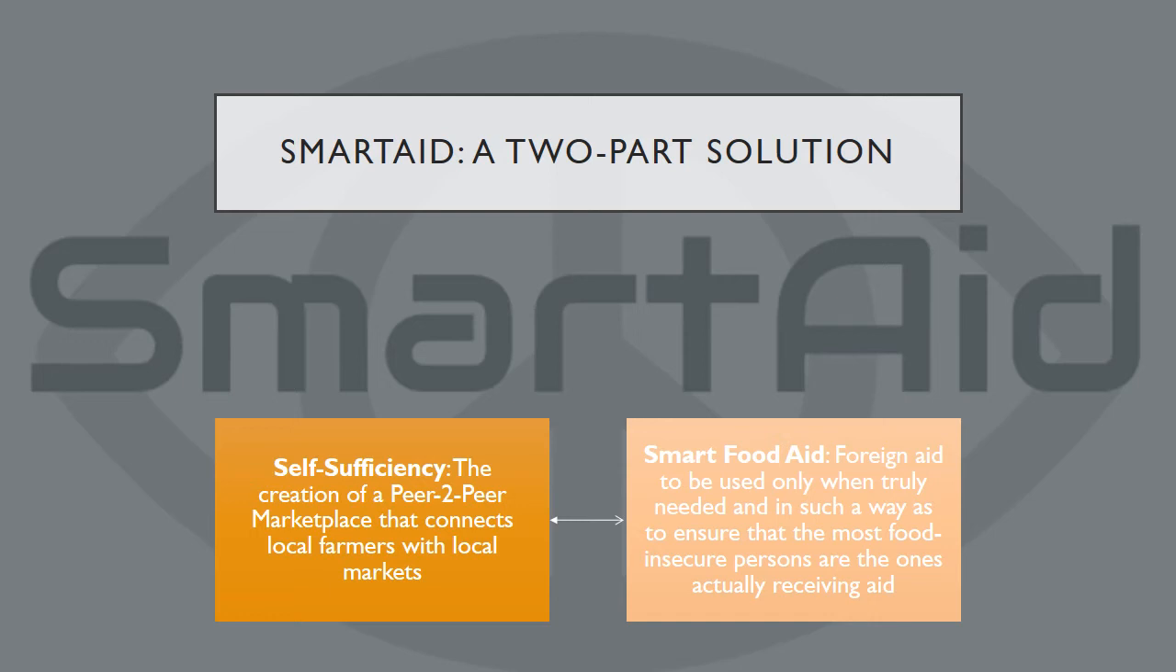SmartAid will be a two-part solution, leveraging the advantages of the Ambrosus platform with existing foreign food aid programs. The first component emphasizes self-sufficiency through the creation of a peer-to-peer marketplace that connects local farmers with local markets. The second part focuses on using food aid only when truly needed and in such a way as to ensure that the most food insecure persons are actually the ones receiving aid.